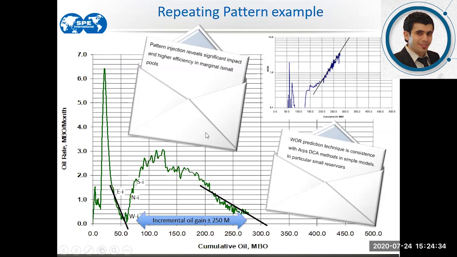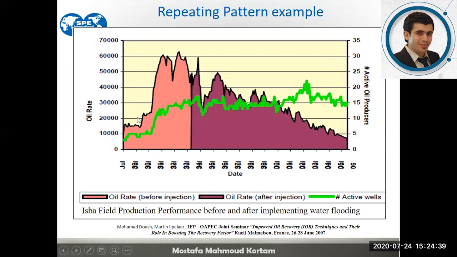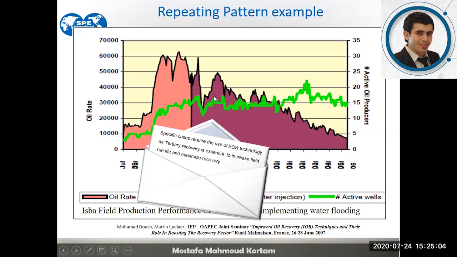Here is an example of repeating a pattern as well. That's the production barrier to the water injection, and that one boosts the water injection. This is the number of active wells. Although they increased the number of wells, it didn't help them arrest or minimize the decline of daily productions. And at that time, they should think about applying the EOR application. So some specific cases require the use of EOR technology as a tertiary recovery, which is essential and a must to increase the field run life.